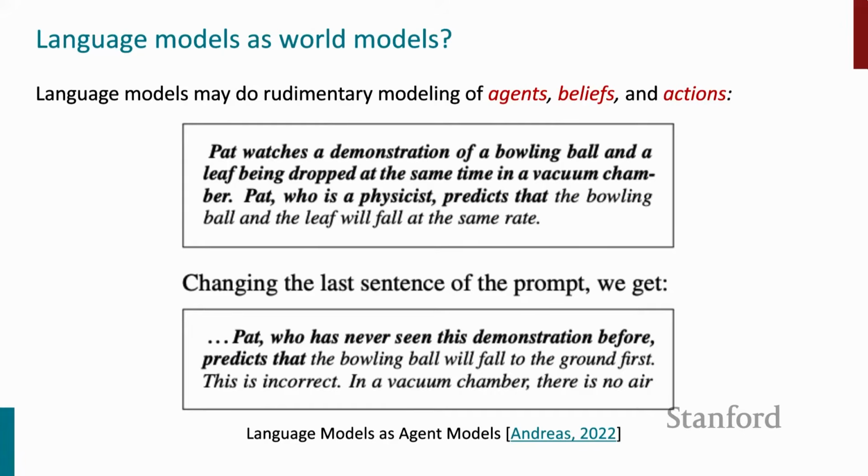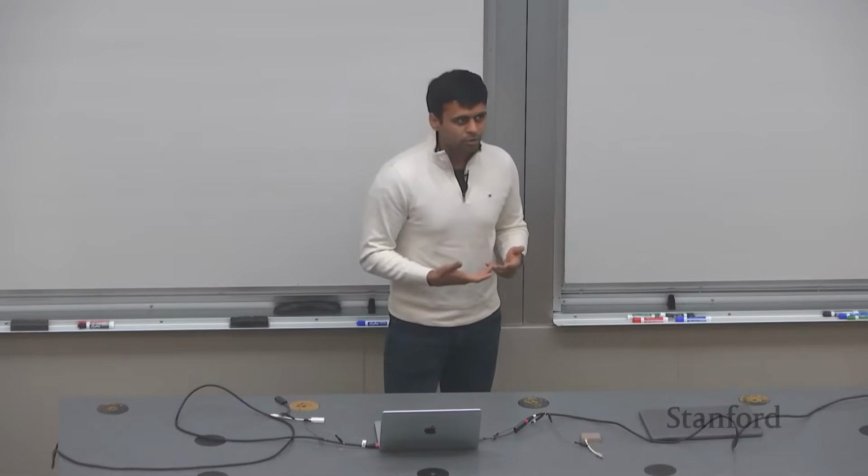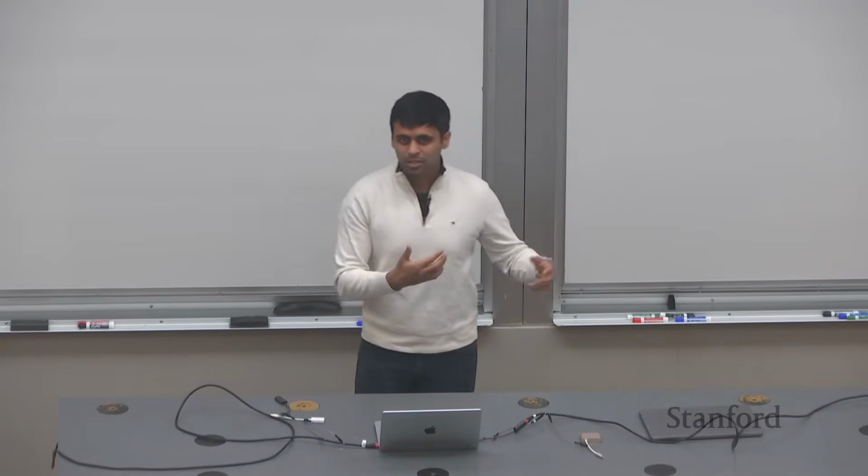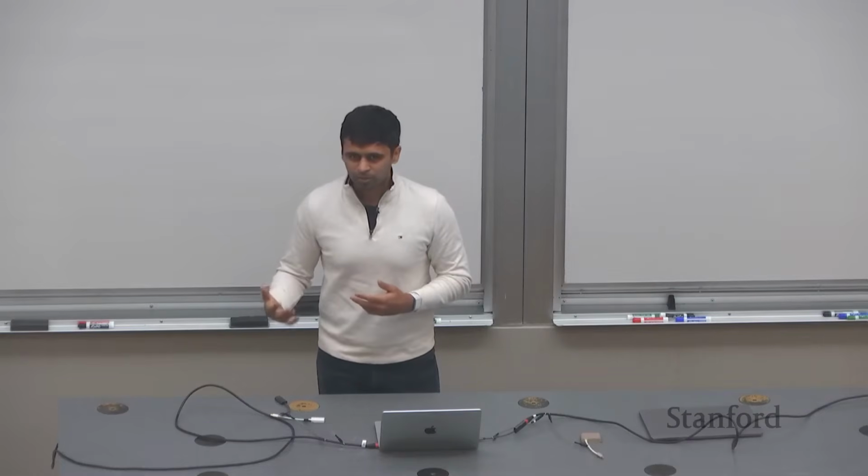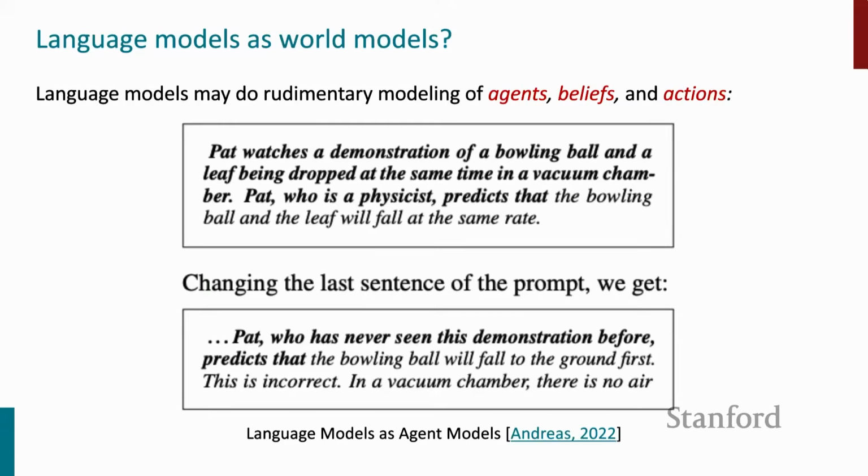This is a very nice example where we ask the model to predict the next set of tokens. The example is, Pat watches a demonstration of a bowling ball and a leaf being dropped at the same time in a vacuum chamber. Pat, who is a physicist, predicts that. Now the model is asked to predict the next set of words. To predict these words, you implicitly have to understand what the text was, and in some way you have to understand how the world operates to be able to answer. It's very interesting that if you change the prompt, you'll get a different behavior out of the model as well. The point here is that language models don't just learn syntax and words, but they learn a lot more about how the world operates.